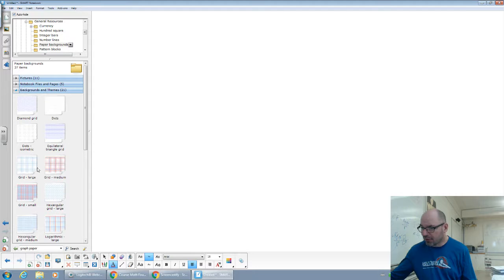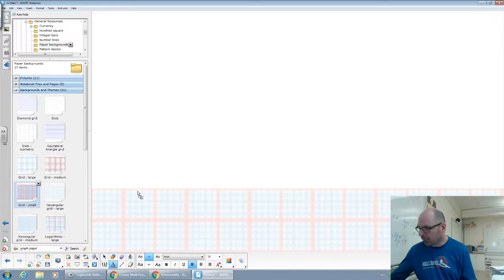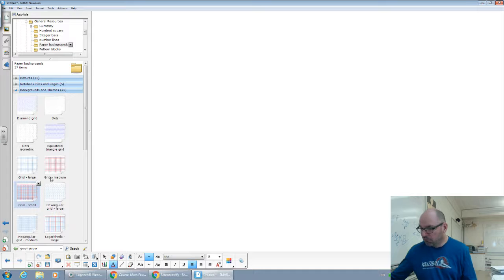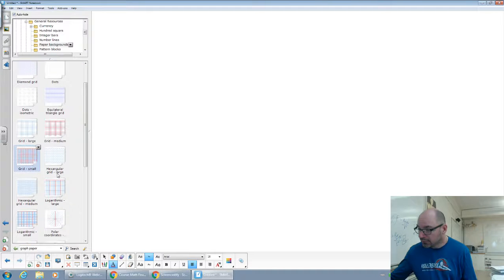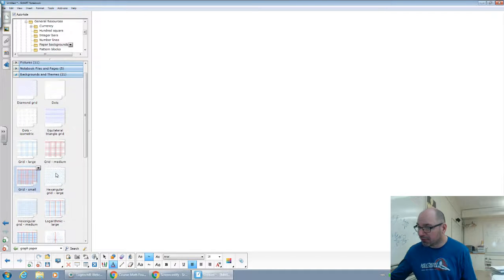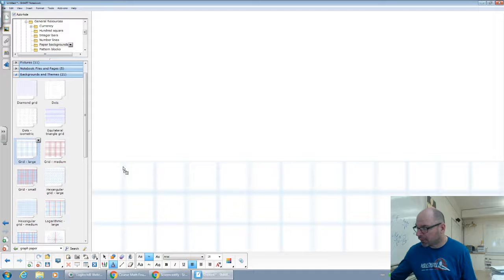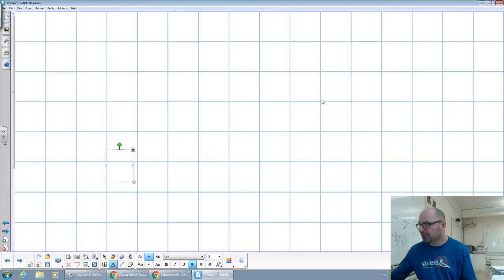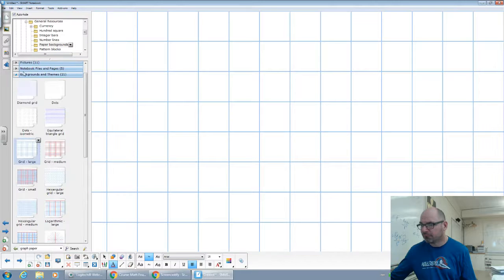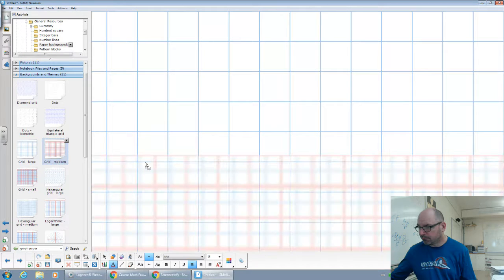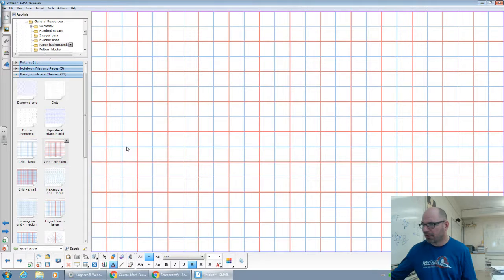Okay, so let's see. Let's see, medium grid. That looks okay. Small grid might be too small, I think, yes. Let's go with medium here. Large grid's probably too big. Let's see. That's probably not enough graph paper. That's not giving us enough. Let's go back to graph paper here. Yeah, that's better.